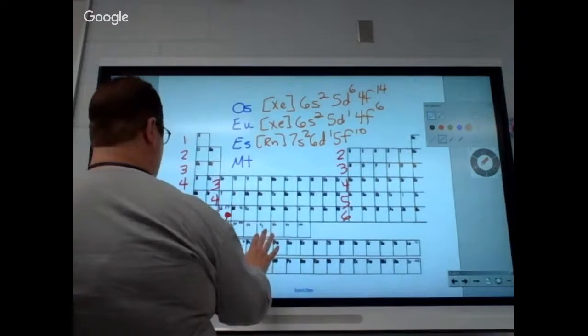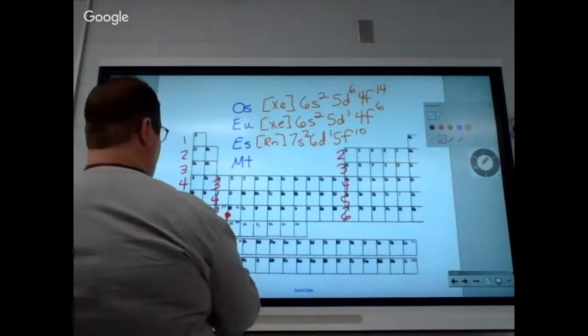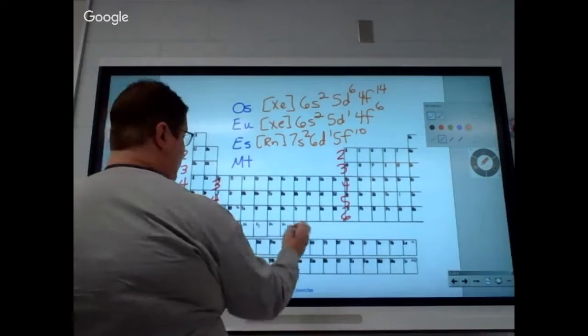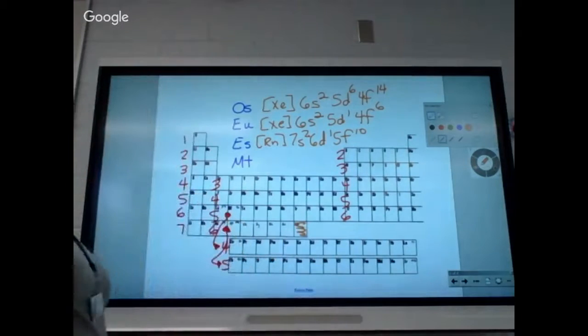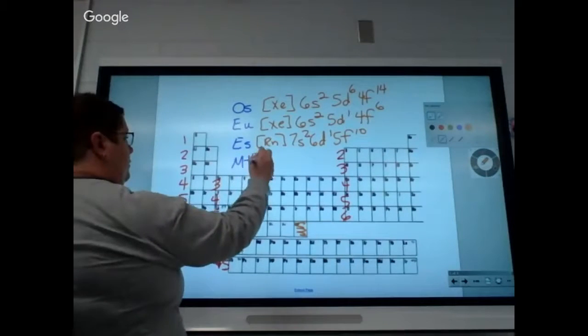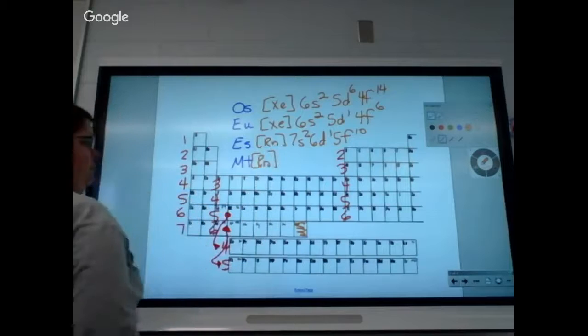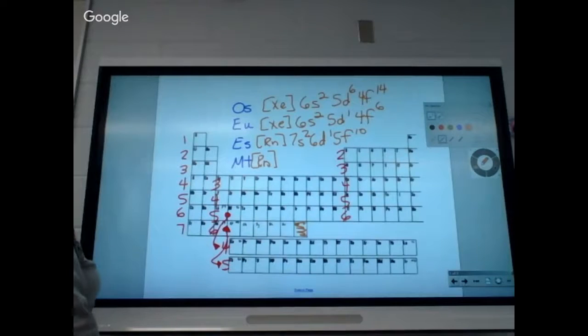All right. There we go. So the last one, Mt, is here. All right. What noble gas is before that one? The Rn. Okay. Now, Rn, what's next?